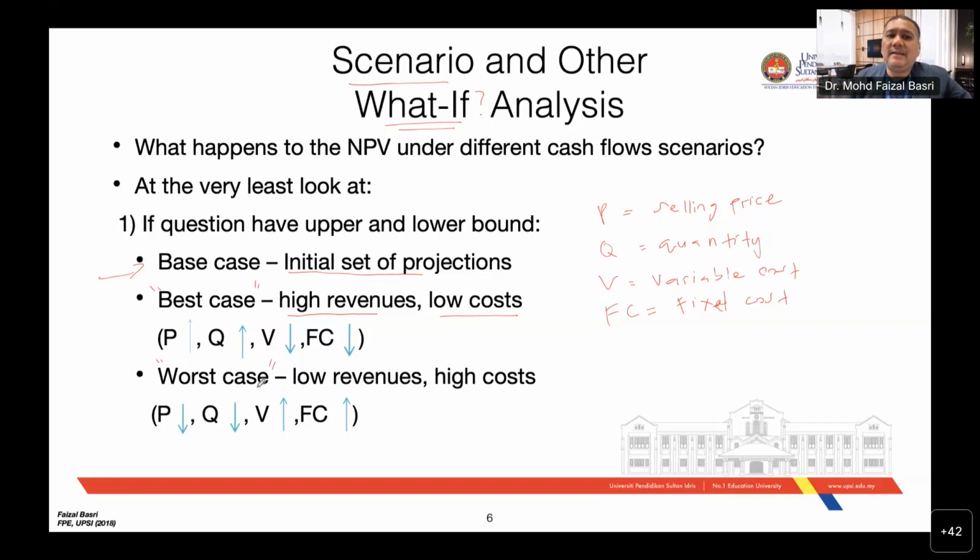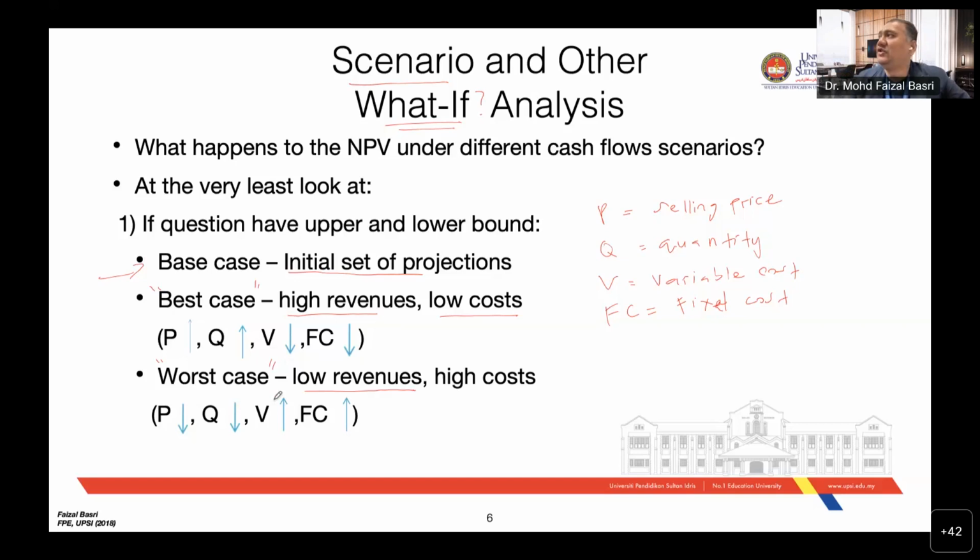Right? And vice versa for the worst case scenario, it will be the lowest revenues, meaning our price and quantity will be at the lowest, even lower than the base case scenario, and it will incur higher costs.